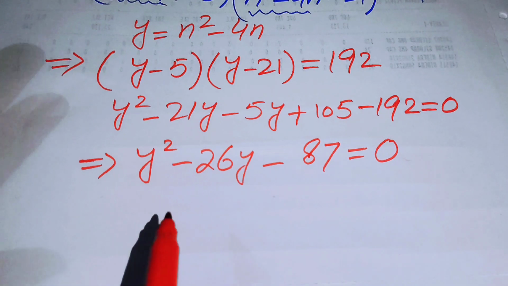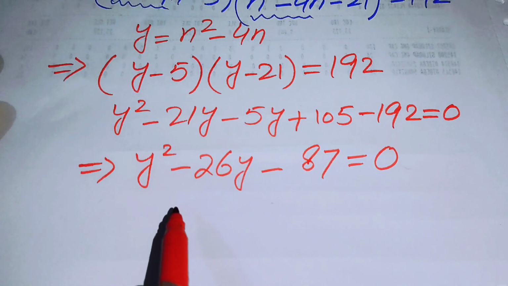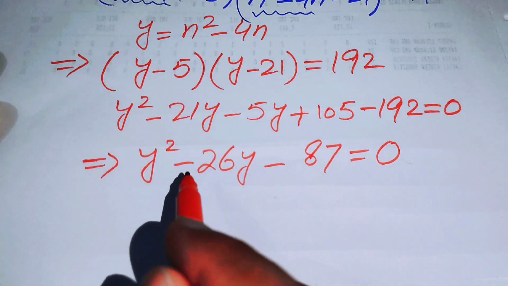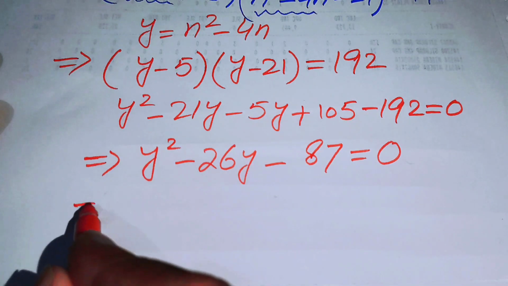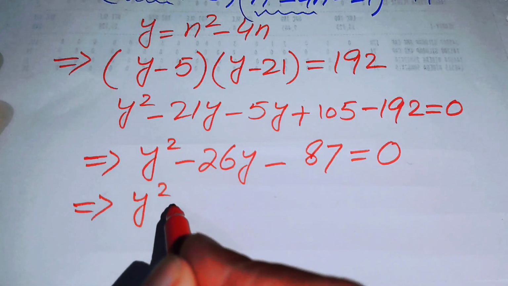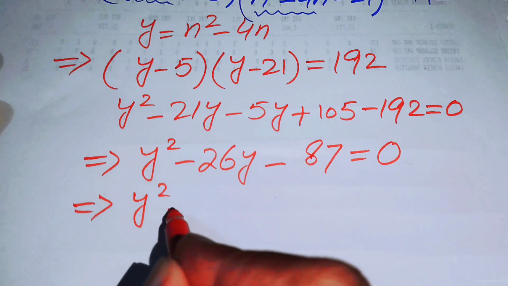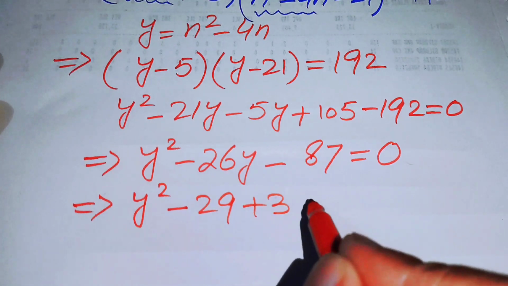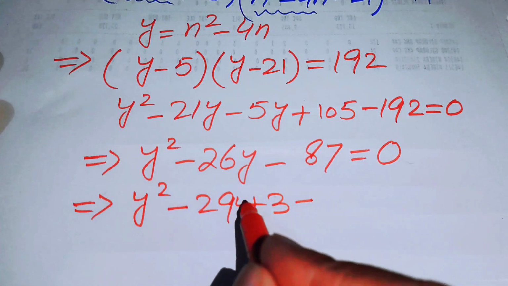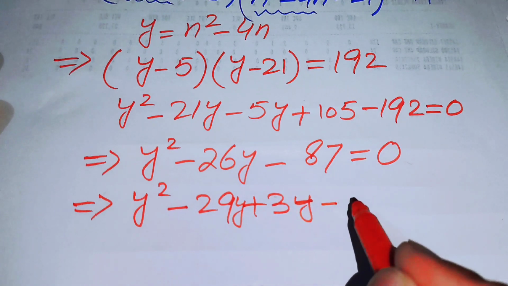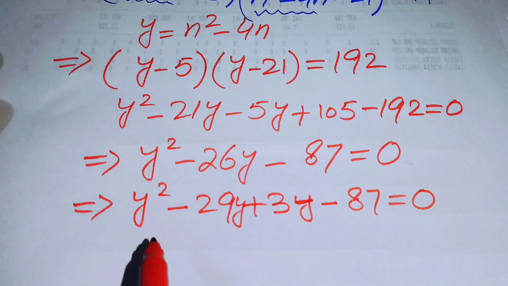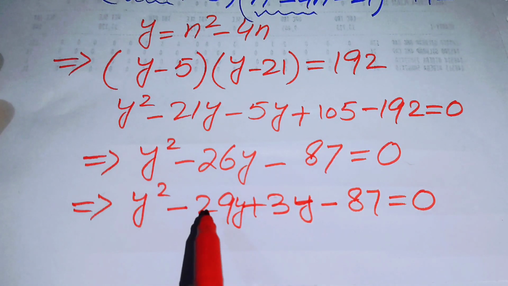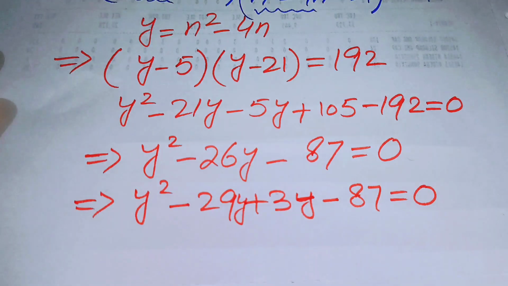Now we can factor this quadratic equation. We need two numbers whose product is −87 and whose sum is −26, so the equation factors as y² − 29y + 3y − 87 = 0. When you add −29 and 3, you get −26, and −29 times 3 is equal to −87.